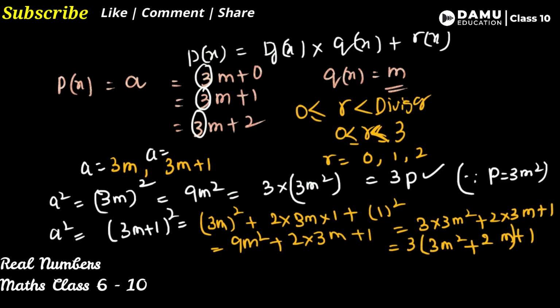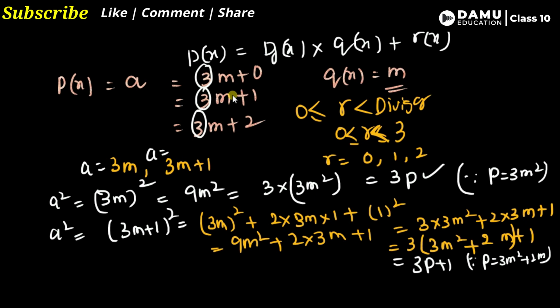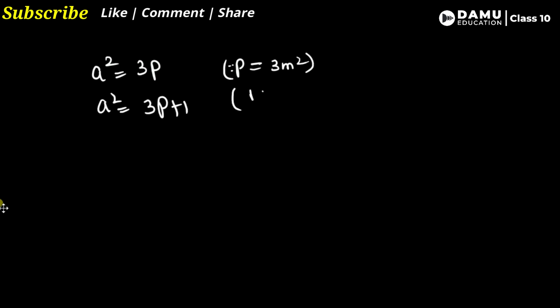So for this you can write in the format of 3p plus 1, since p will be equal to 3m square plus 2m. Based on these conditions we are writing this. This is divisible by 3 and this is also divisible by 3, so both are divisible by 3. So a square is written in the format of 3p where p is equal to 3m square. Then a square will be equal to 3p plus 1, since p will be equal to 3m square plus 2m.